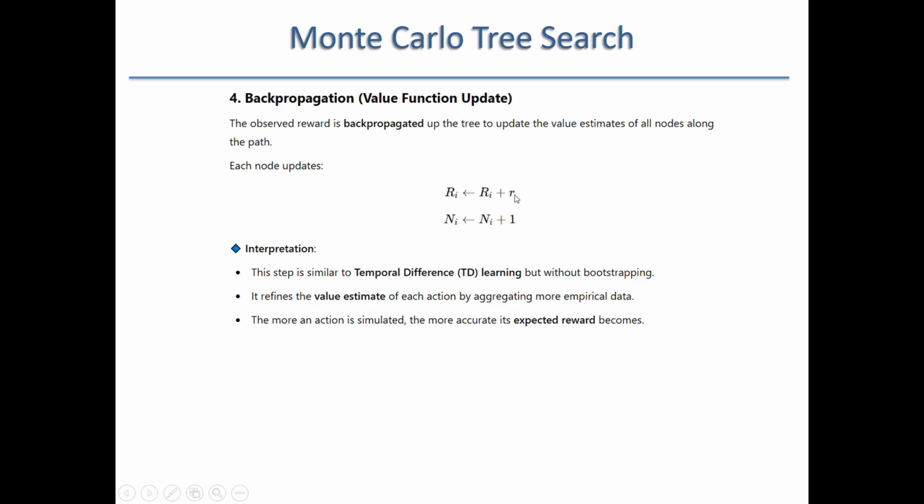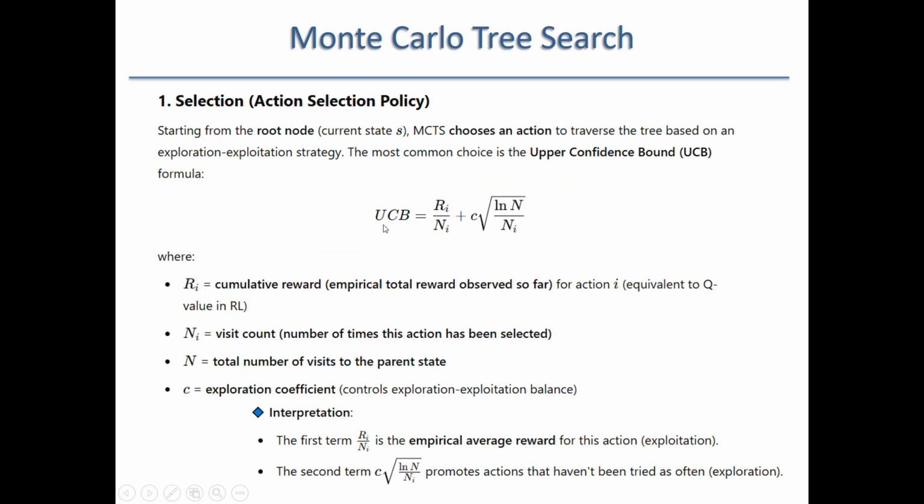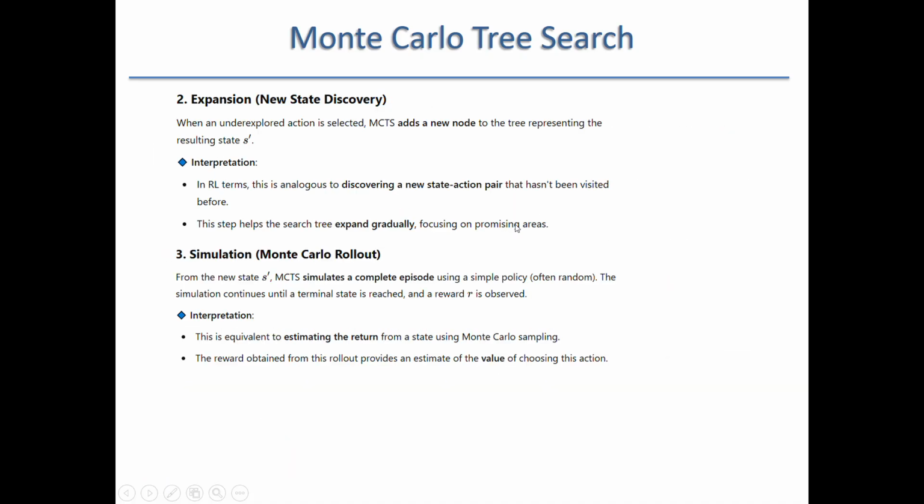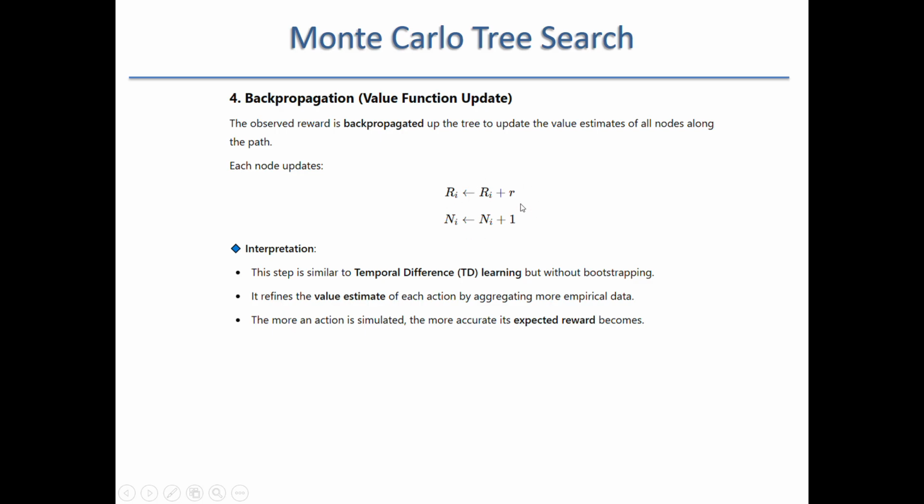This R here, the reward that we have obtained, is back propagated through all the nodes in the path. So we update the reward of taking action I, and we update also the number of times we have taken action I.